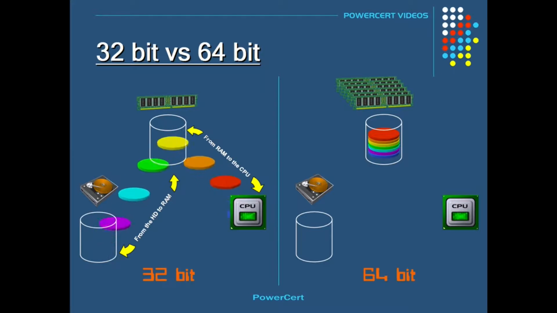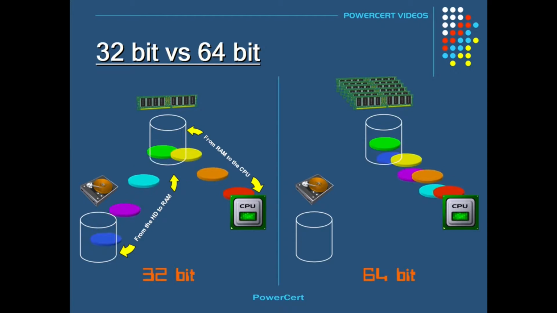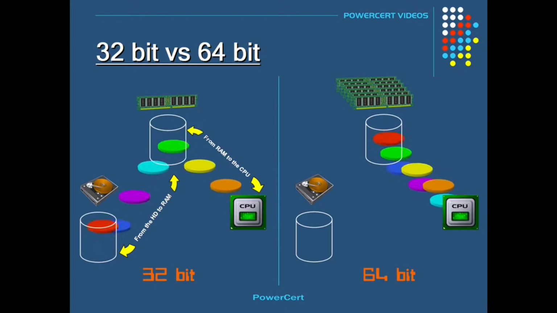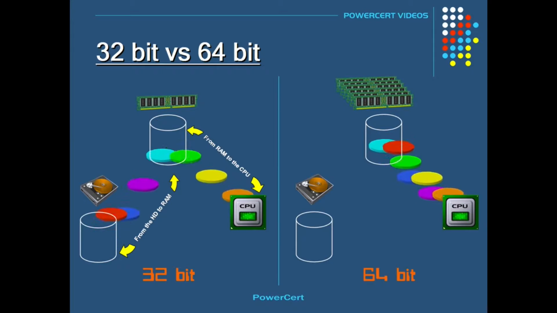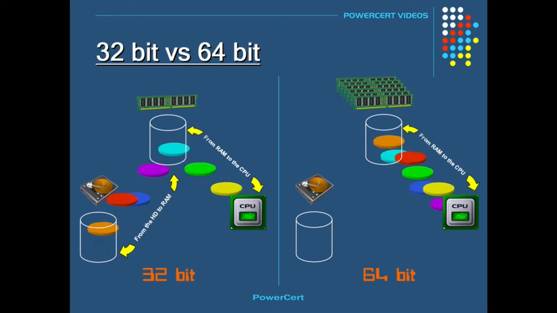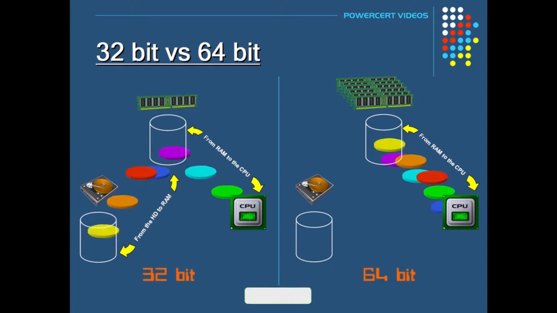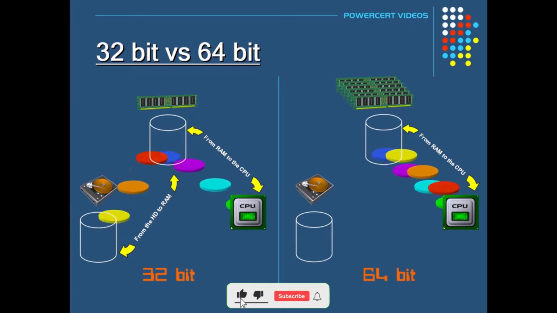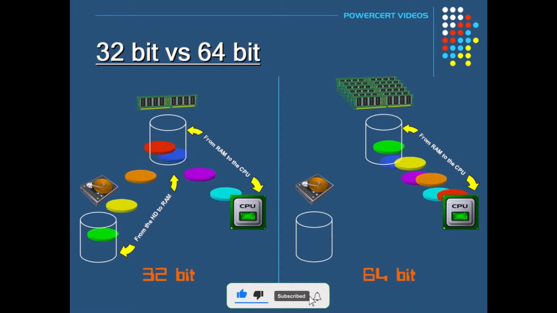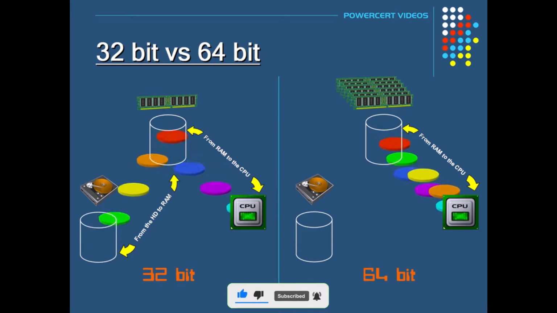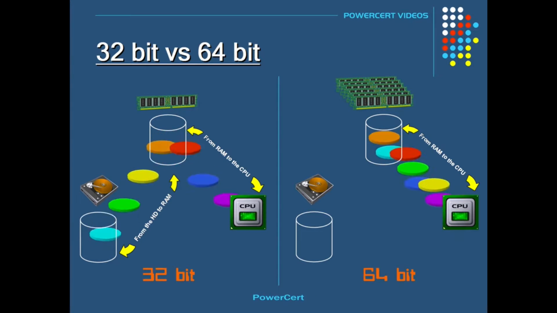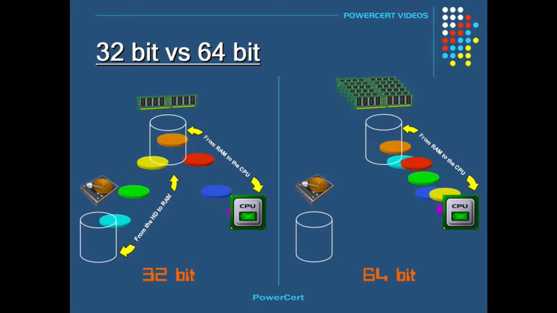But in a 64-bit system, it's able to store a lot more memory than 4 gigabytes, which means that more data can be stored in the faster RAM than on a slower hard drive. And because it can store more data in RAM, the computer is able to run a lot faster. So in a nutshell, this is why a 64-bit system is faster than a 32-bit system.